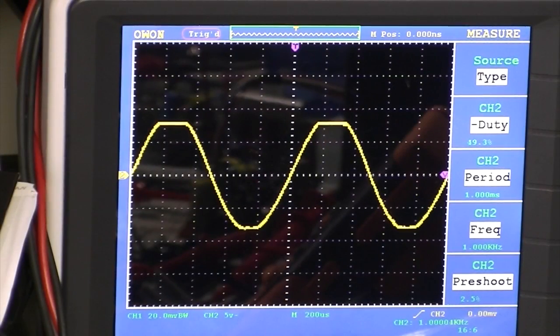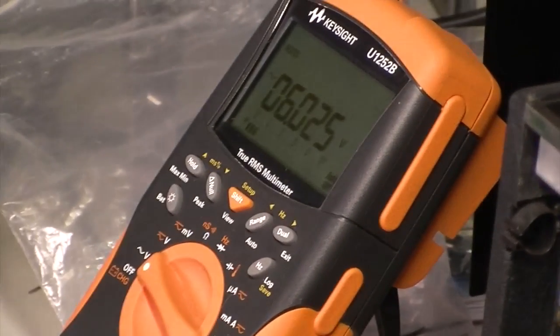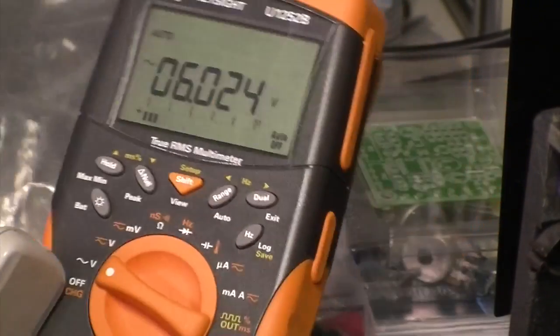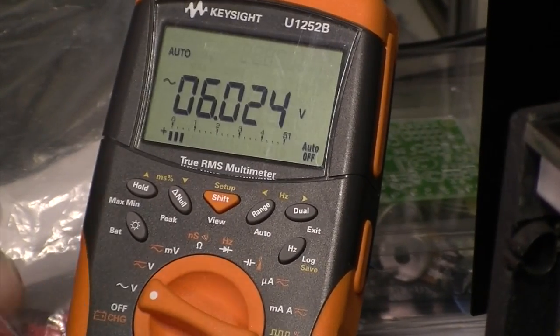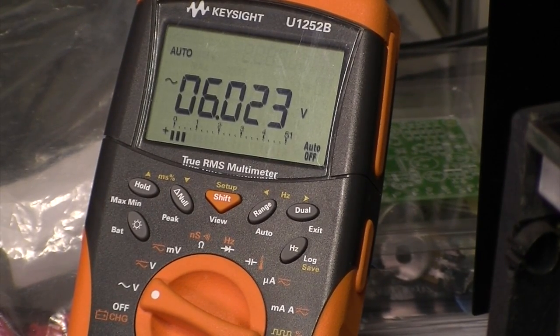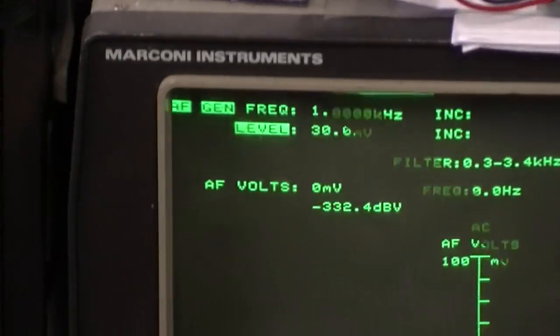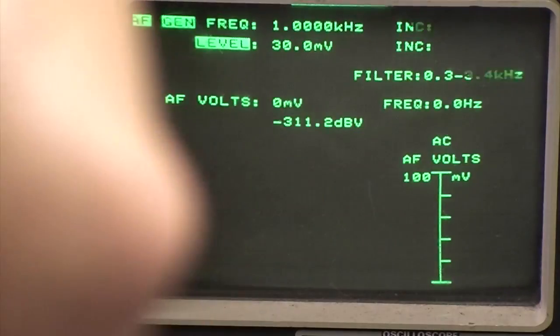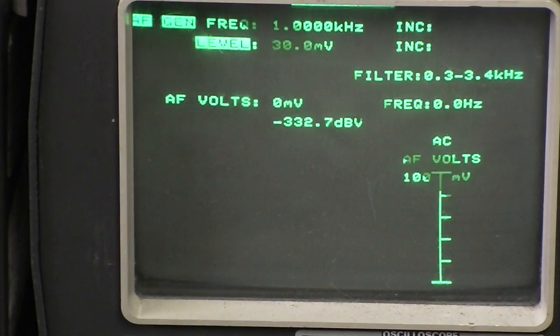Okay, well that's the waveform with the multimeter connected in. If you can see the multimeter there, I'm at just over 6.023, which is about as good as I'll get it. And we're showing 30 millivolts on the signal generator input. So that is in spec. It's roughly what the Marconi did after I tapped it a few times to level out the meter needle. I'm waffling now, but yeah, there we go.